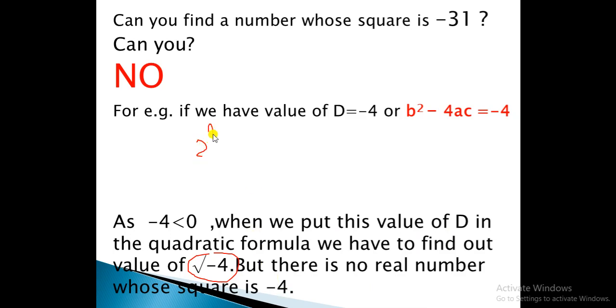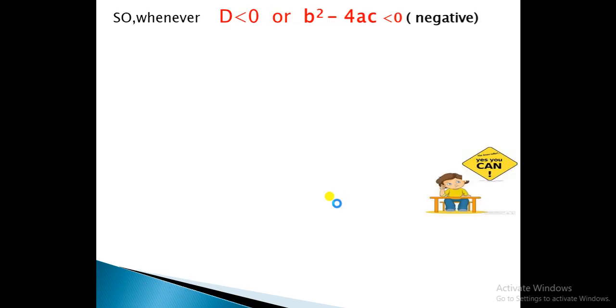Or we can say it like this: suppose we have 2 square equal to 4. Now, we can find a number whose square is 4. And what is that number? 2. Suppose we have to find a number whose square is minus 4. Can you find such a number x whose square is minus 4? Think over it. No, we cannot find. So this is not possible here.